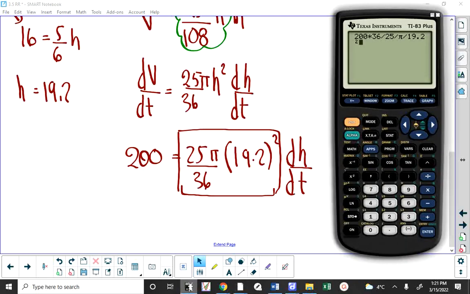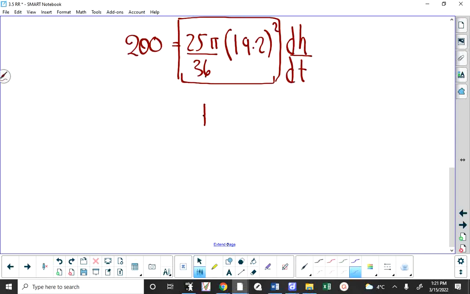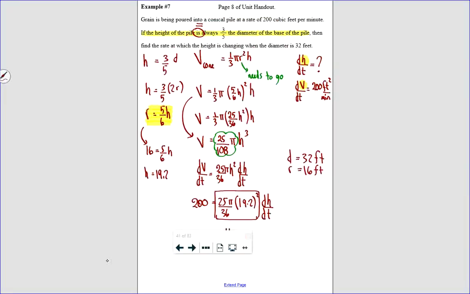Make sure I've got everything entered correctly now. 36, 25 pi, 19.2, and just one final double check. It was 19.2. Okay, so I am getting 0.25. Anybody else? Okay, so that is a rate of change of the height, and that would be in feet per minute. dh dt equals 0.25 feet per minute. Any questions with any of the work on that problem?